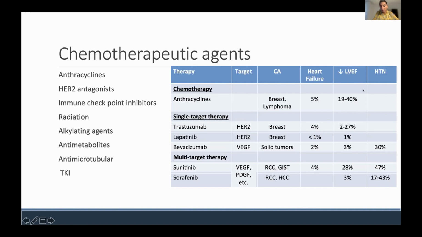The prevalence of heart failure with the use of these therapies is shown over here. With anthracyclines, the range of depressed ejection fraction varies anywhere between 20 to 40%, and of clinical heart failure is about 5%. The incidence with trastuzumab, which is a HER2 receptor antagonist, is about 2 to 27% for low EF and associated with about 4% heart failure, and the rest are shown over here.